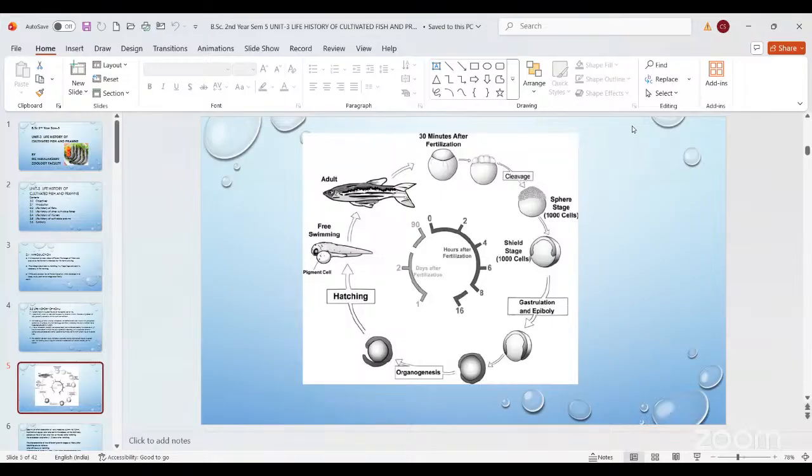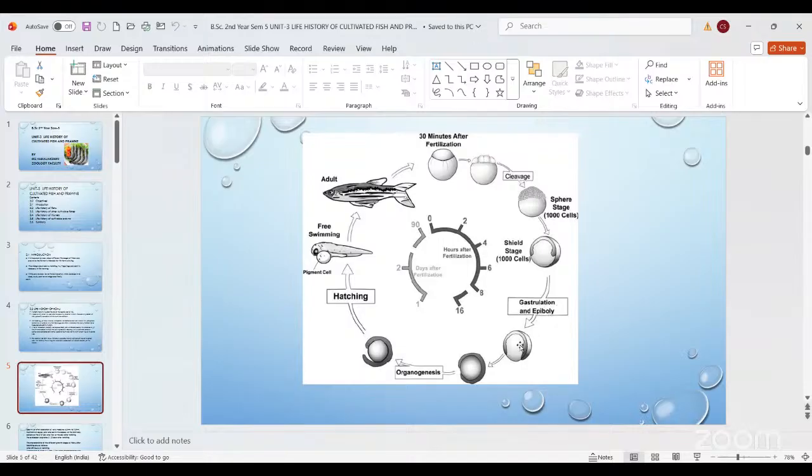This is a picture that shows the life cycle. So 30 minutes after fertilization, the cell division takes place. You can see the cleavage here, and it changes into a sphere-like stage, which has around 1000 cells. Then the next stage is called the shield stage. Then the gastrulation takes place.